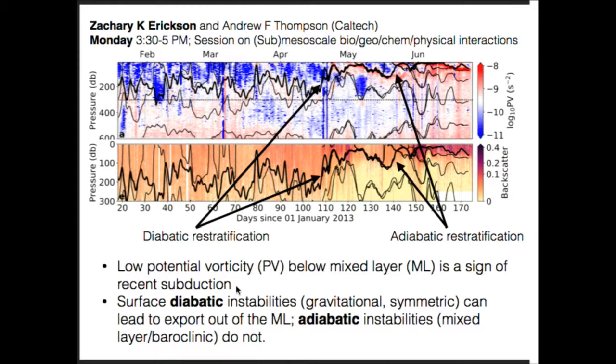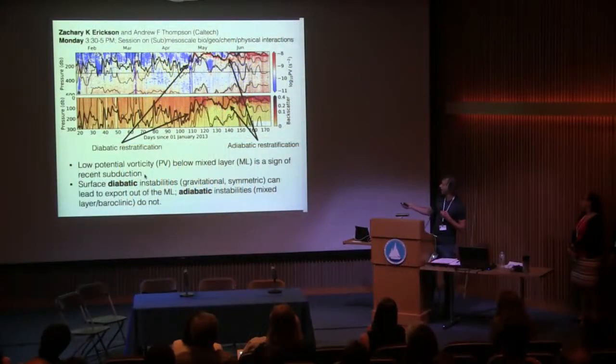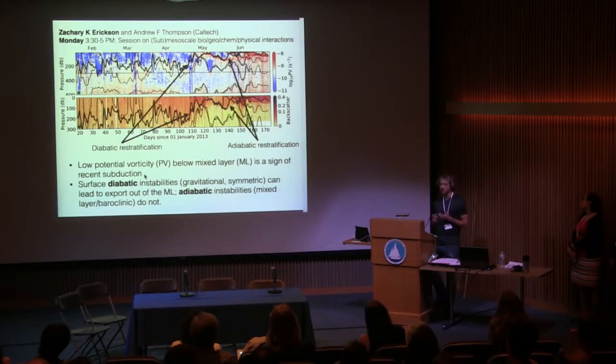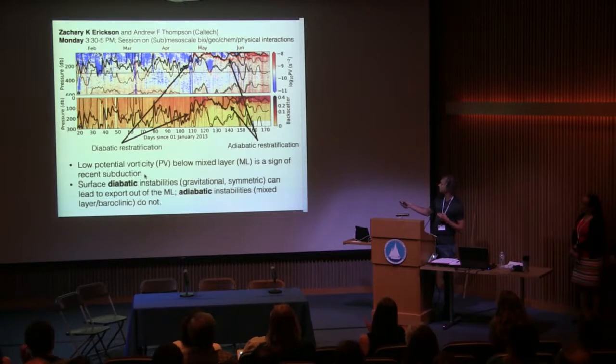If you look at the exact same time series in backscatter, okay, so this is subducted water, but we don't see very much in backscatter here. But in some of these other locations, like here and here, we see high amounts of backscatter. And what we're really interested in thinking about is what processes caused these low PV waters to form beneath the surface, and what instabilities are present within the mixed layer that might cause them.